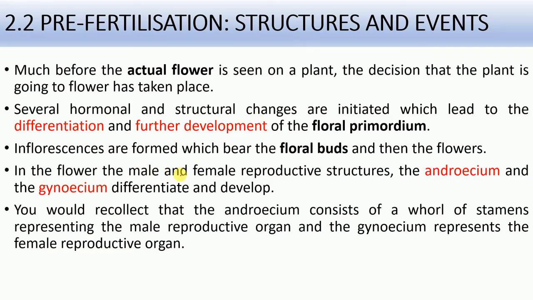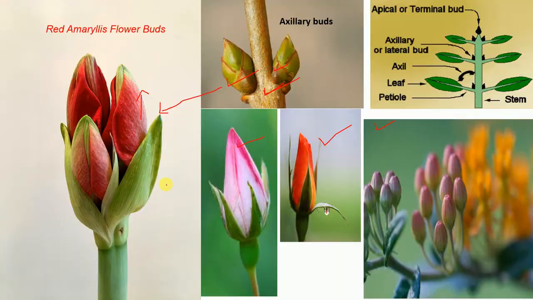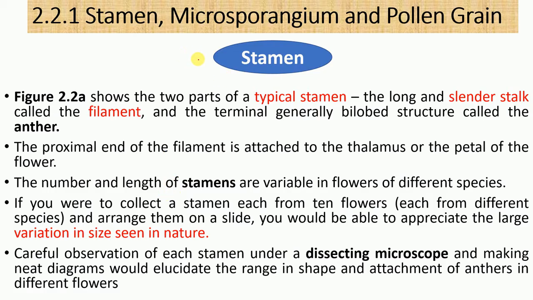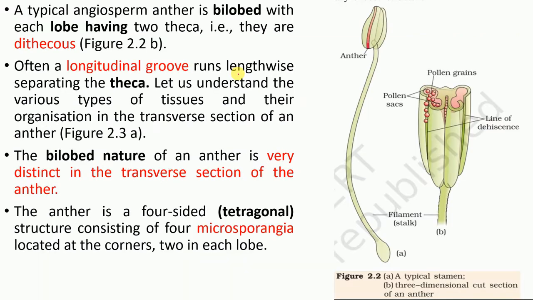In the flower, we have already seen that the male reproductive organ is the androecium and the female reproductive organ is the gynoecium. The male reproductive organ consists of anther and filament, and the female reproductive organ consists of stigma, style and ovary. We have already gone through it, right? Now let's have a look at the stamen. The stamen consists of anther and filament. The terminal portion of the filament is attached to the anther, right?